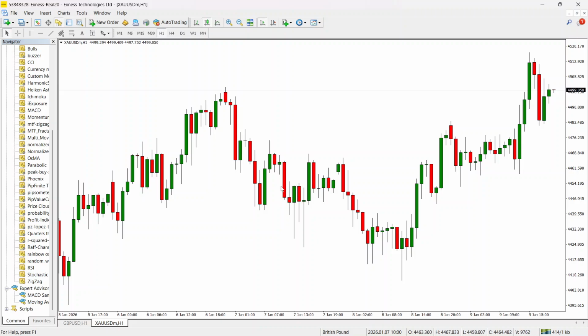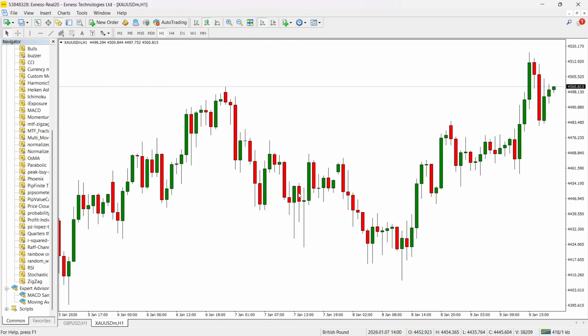Hi traders, in this video we're looking at the R squared indicator for MetaTrader 4 and MetaTrader 5. This statistical tool, also known as the coefficient of determination, measures how strongly price movements correlate with a linear regression line to help assess trend strength and reliability. In this video, you'll see what the indicator calculates, how its values are interpreted, and which trading applications are described.